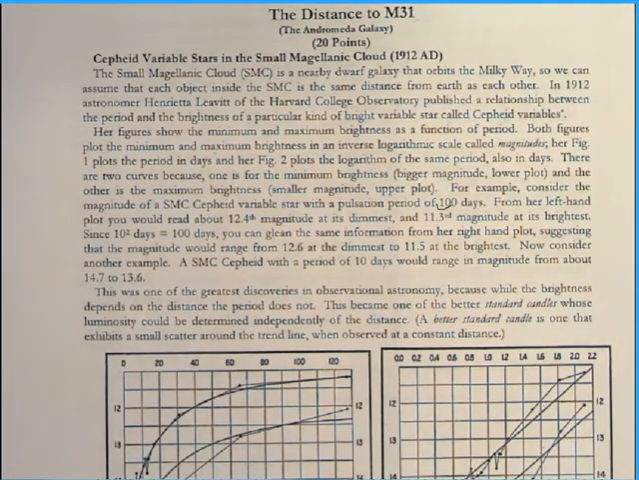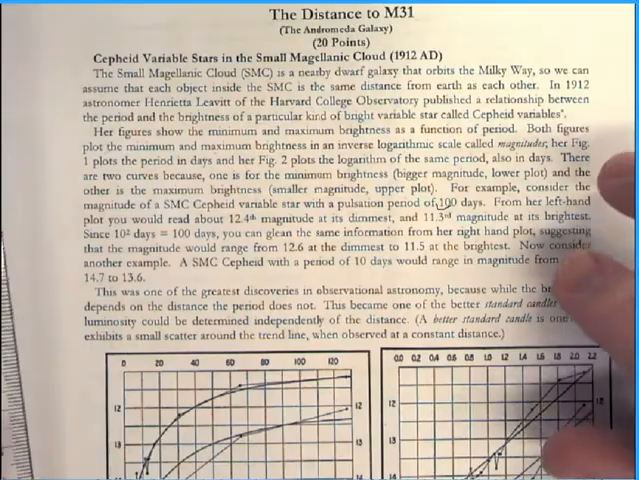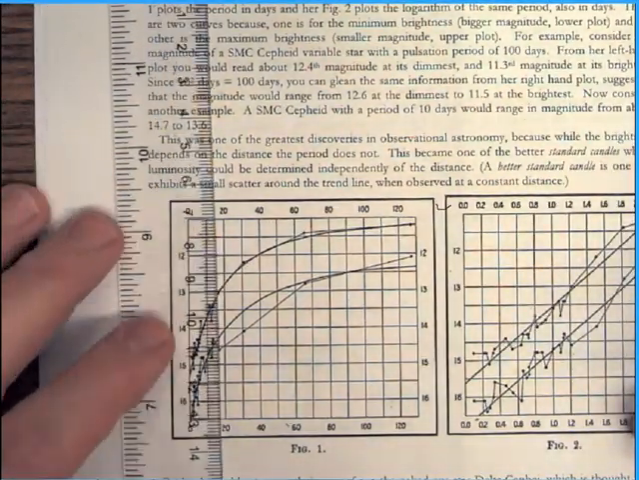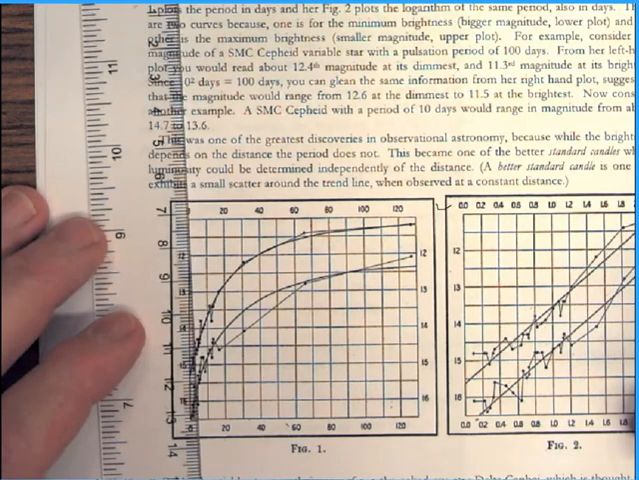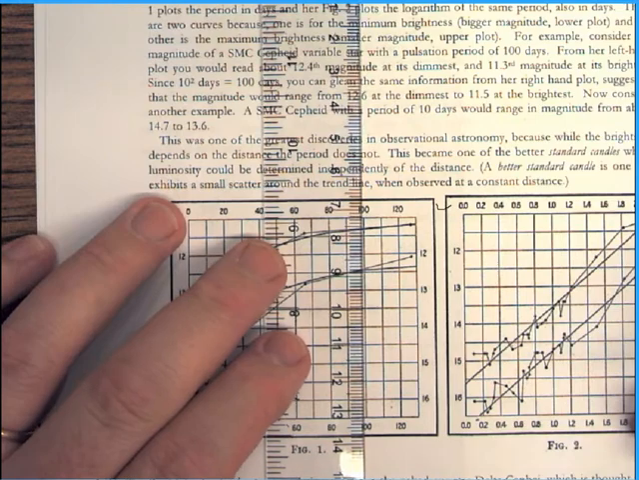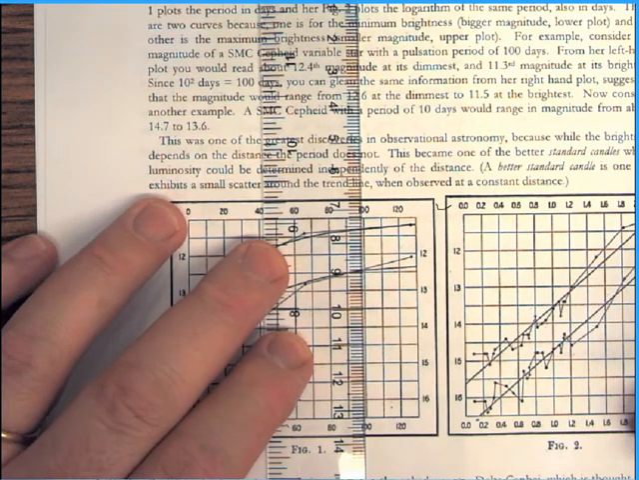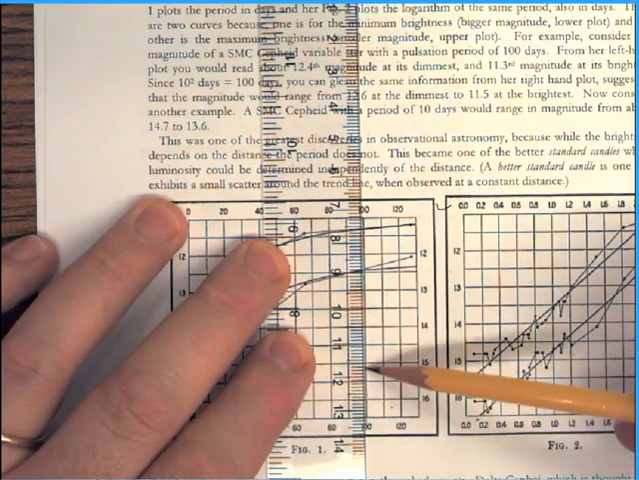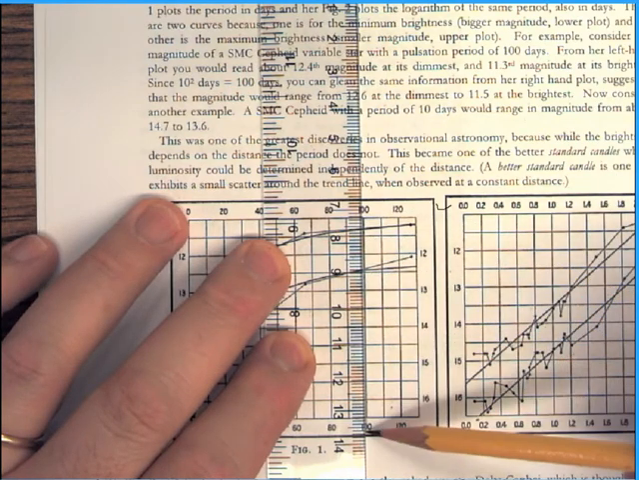So to see that, we are going to look down here at her left plot. The example was something of about 100 days, so that would be here. And a period is how long the star takes to get bright and then dim and bright again. So one full cycle of brightening and dimming.